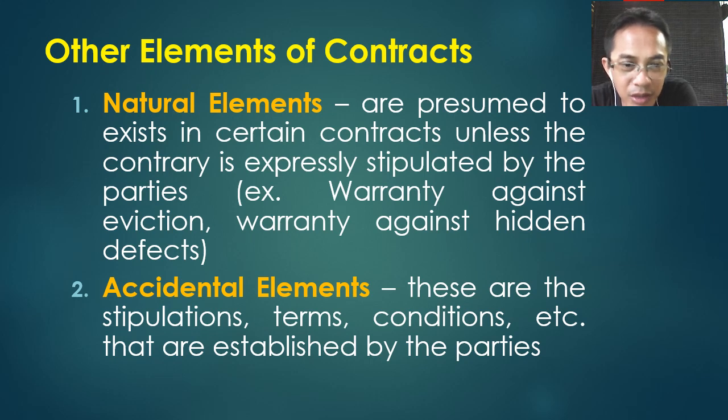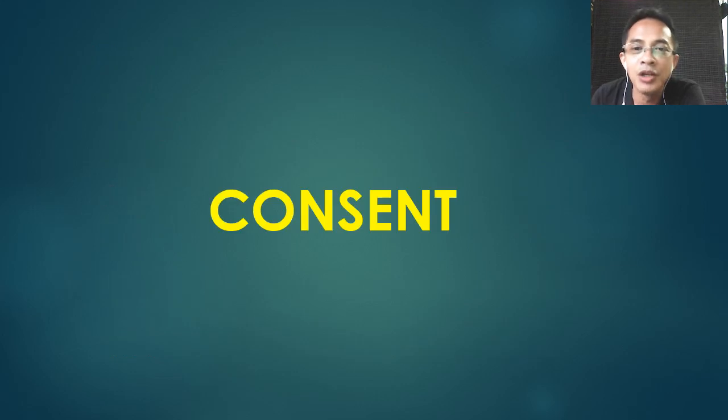Okay, these are the stipulations, terms, conditions that the parties may establish. Periods, stipulations, provisions, conditions. Okay, these are the accidental elements of the contract. Anyway, this is not so important, coming other elements. What is important are the three main elements. So let us discuss first the first element, which is the element of consent.